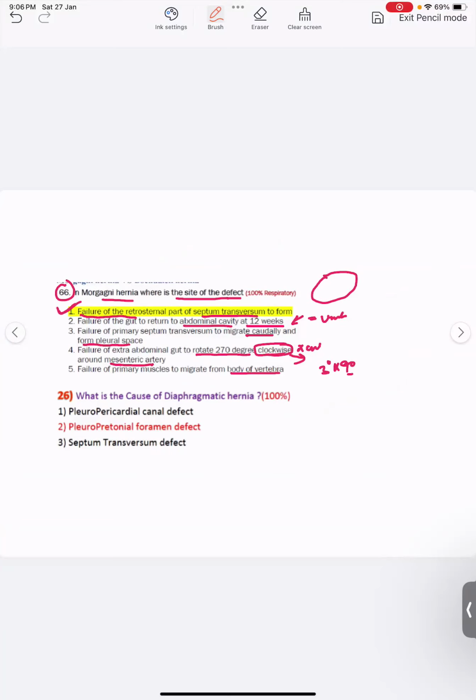Okay, they may ask you, now see here the question number 26, the next question: what is the cause of the diaphragmatic hernia, like your Bochdalek hernias? Pleuropericardial canal defect, pleuroperitoneal foramen defect, or septum transversum defect. So we have come to know by this diagram, septum transversum defect will lead to Morgagni hernia. Bochdalek hernia would be caused by the pleuroperitoneal foramen defect. So B is the correct option here, right?